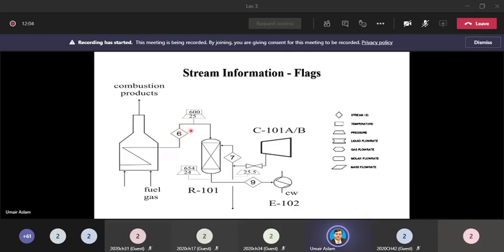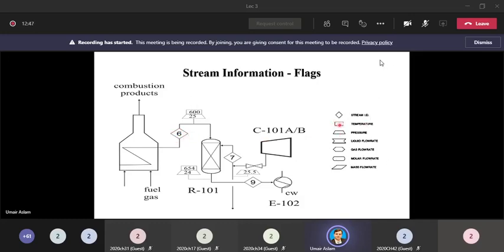Every shape is representing a particular parameter, a particular variable, and the number in this shape is representing the value of that parameter or variable. For example, again, look at the position of the cursor. This shape generally on a process flow diagram represents the stream ID. The number written in this shape will represent the stream ID of that stream. In this shape, 6 is written, that means this is stream number 6.